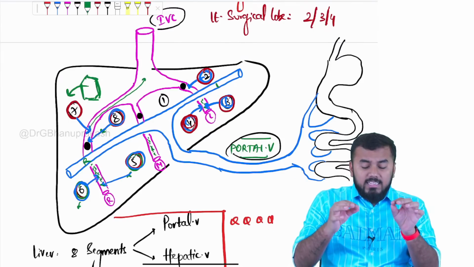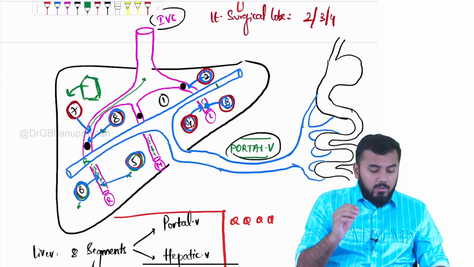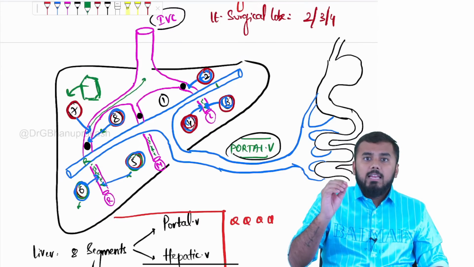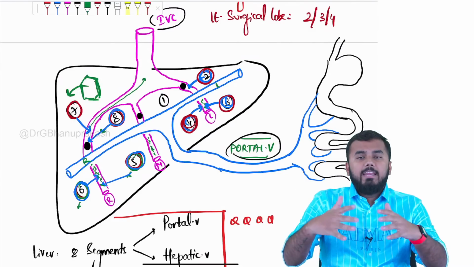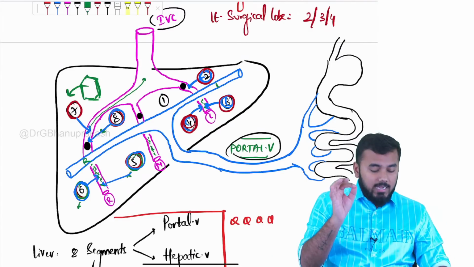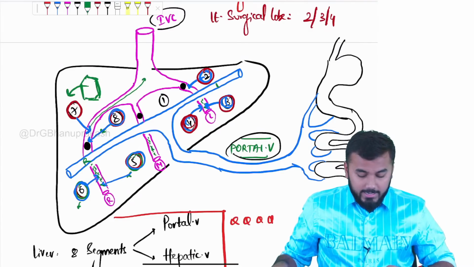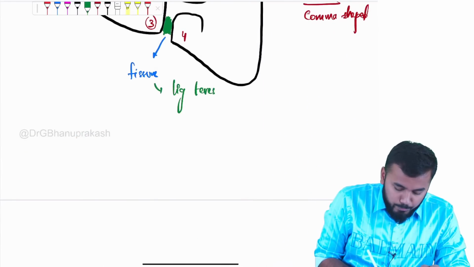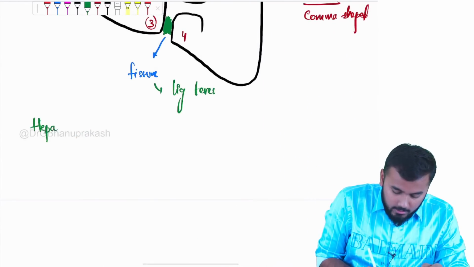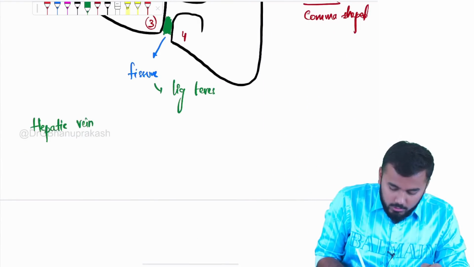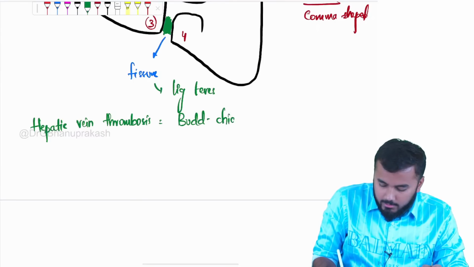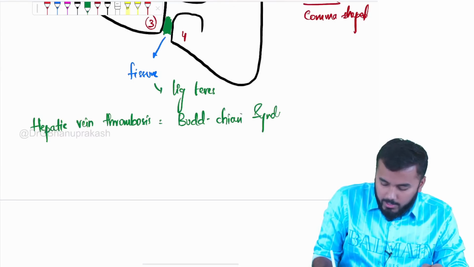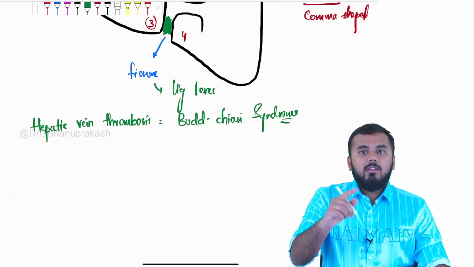So this condition where there is hepatic vein thrombosis, leading to the liver getting congested and not draining into these veins, is called Budd-Chiari syndrome. Excellent, Dr. Benedict, it is called Budd-Chiari syndrome. So hepatic vein thrombosis will lead to Budd-Chiari syndrome. But the examiner will not ask you this question.